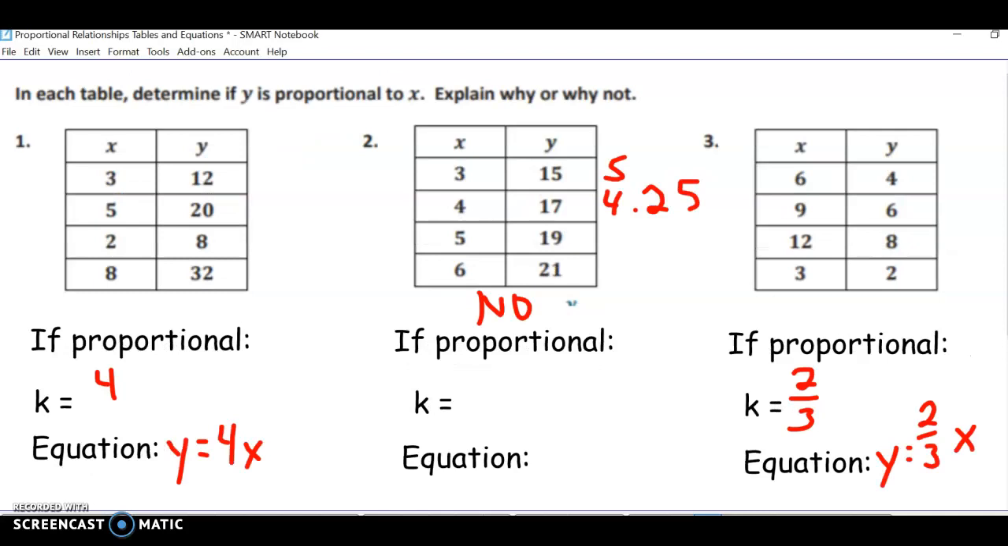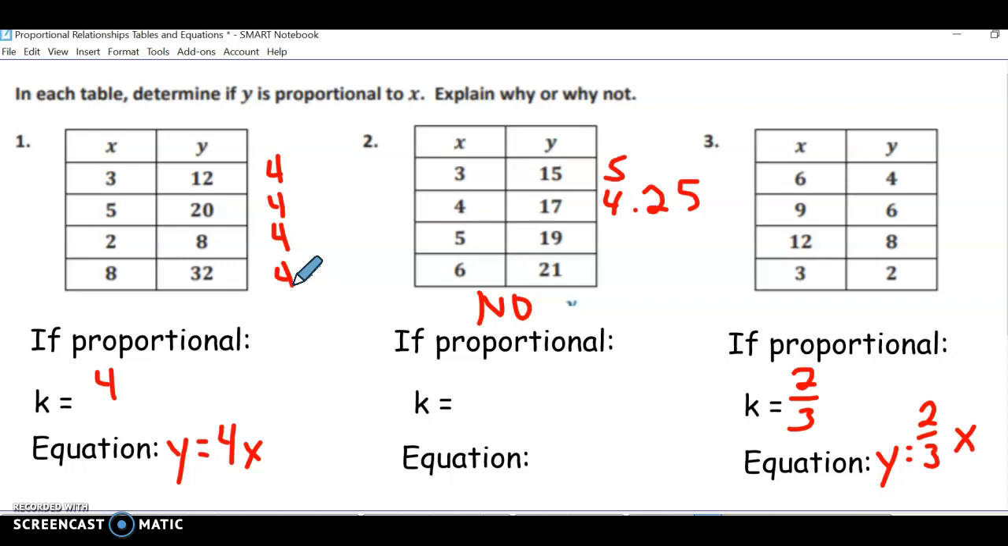All right, here we go. Table number 1 is proportional because each time I divide y by x, 12 divided by 3 is 4, 20 divided by 5 is 4, and so on. All the same, my constant of proportionality is 4, and my equation is y equals 4x.